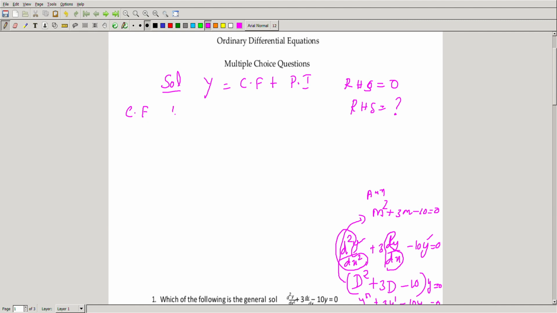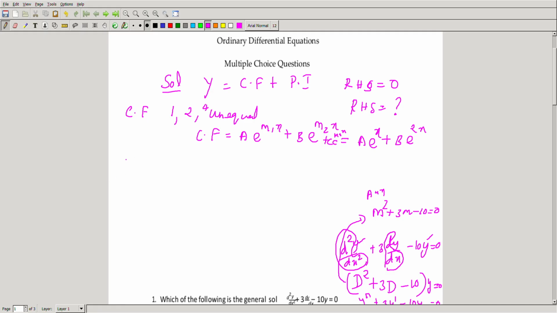For example, if the roots are 1, 2, the roots are real and unequal. If the roots are real and unequal, how to write the CF? CF is A e power m1x plus B e power m2x. m1, m2 are nothing but the roots. Here we have two roots, both different, so the first one is m1 and the second one is m2. So A e power 1x plus B e power 2x. If you get one more unequal root, you have to write plus C e power m3x. Like that it will continue.